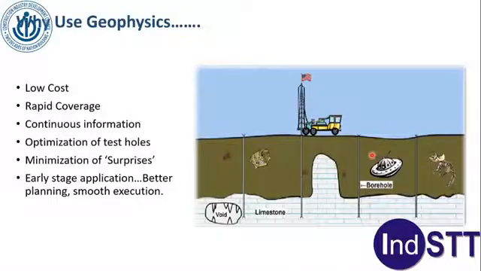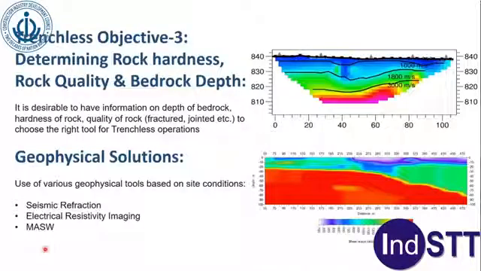And MASW, when we talk about shear wave velocity, so this is one MASW, this is REMI actually, refraction microtremor, similar to MASW, except it's passive. It's 100 meters depth. This is all rock interface. This is a bad zone here. So different geophysical solutions for this particular objective.